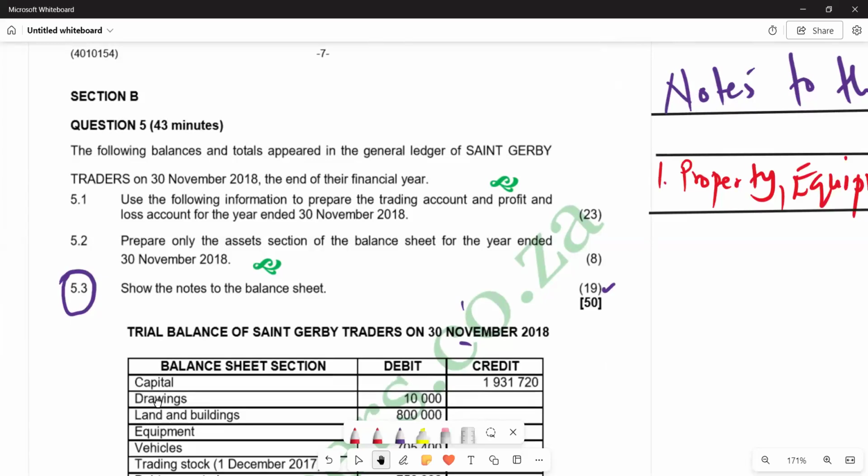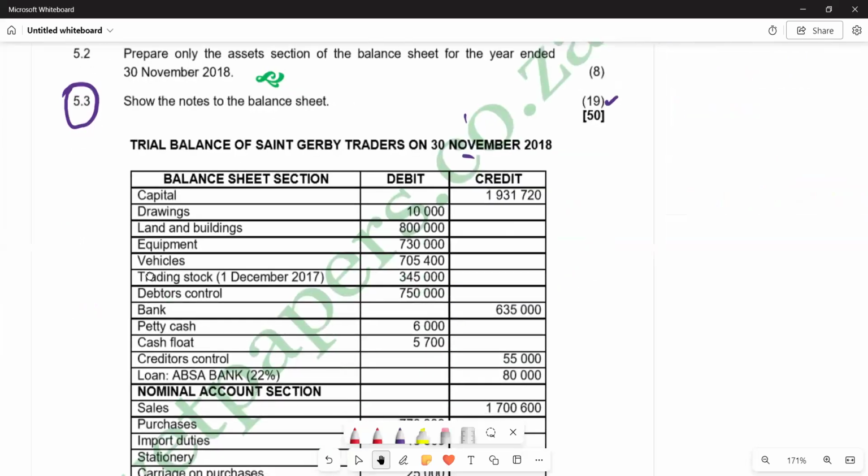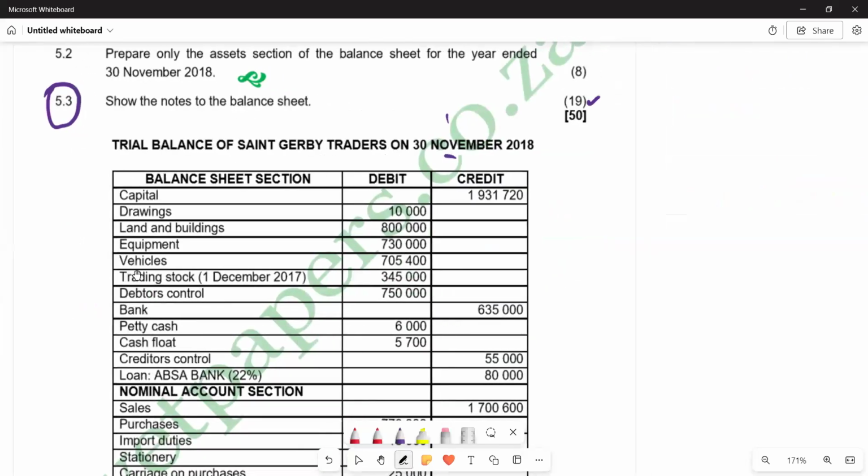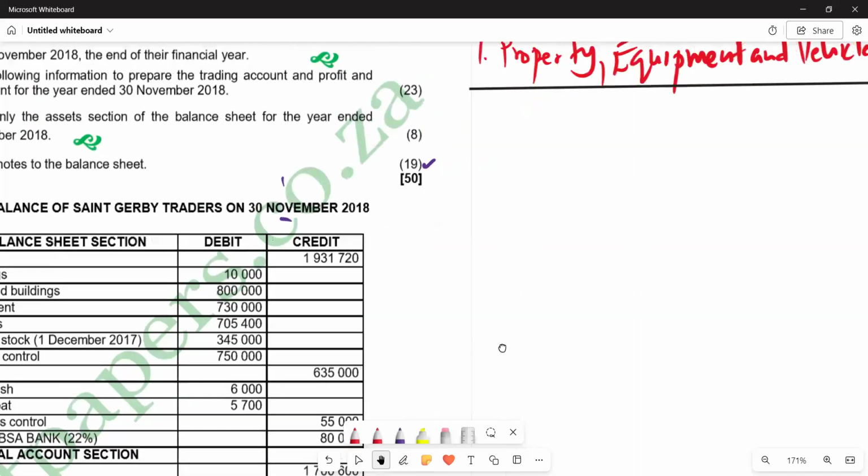Let's see which non-current assets or fixed assets we have in the question. Firstly, we have land and buildings as a fixed asset, then equipment as a fixed asset, and vehicles as a fixed asset. These are all the fixed assets that we have, and you see that we do not have any depreciation in the trial balance. So let's pick land and buildings as 800,000, equipment as 730,000, and vehicles as 705,400. We're going to pick them as they are and go to the other section.